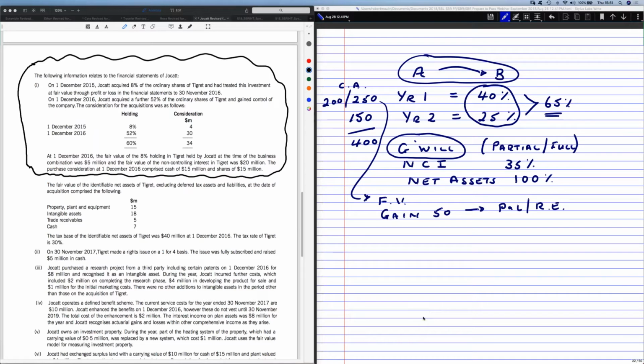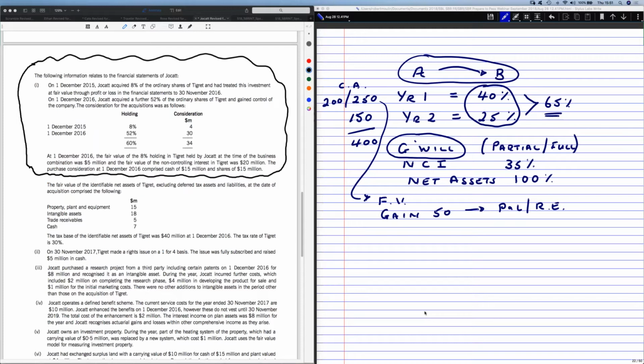Yes, absolutely right. Remember, in order to measure the investment in equity at fair value through OCI, you've got to be given information about whether the shares have been held not for trading purposes and that election has been made. Remember, the default is fair value through P&L. Very, very good. Now, let's get on with this.